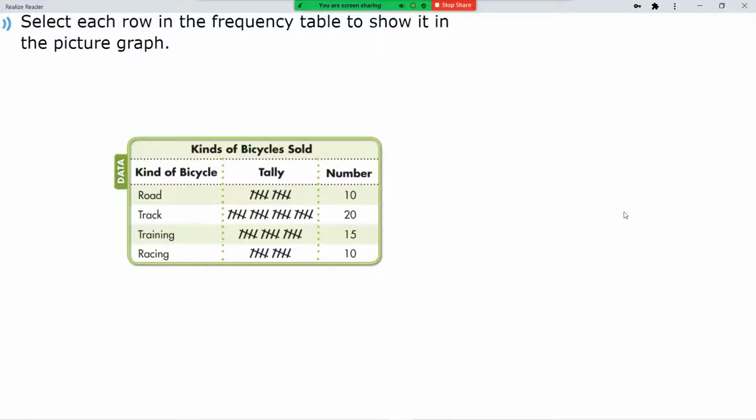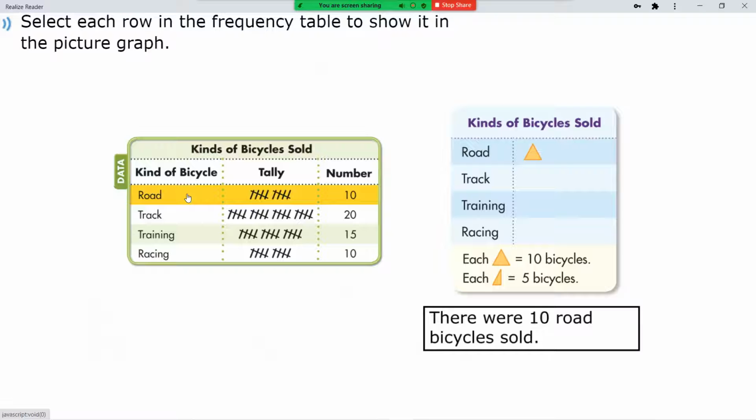Okay, for this section, it says select each row in the frequency table to show it in the picture graph. So if we want to look at how many road bikes were sold in the picture graph using those same symbols that we were talking about, the whole triangle or the half triangle. There were 10 road bicycles sold. You can see that the road bicycles are going to be one of those whole triangles because there were 10 of them sold, so it has a whole triangle. The track bicycles have 5, 10, 15, 20. So if we know one triangle is a group of 10, we're going to have 2 whole triangles to represent the 20 track bicycles sold. There were 20 track bicycles sold.